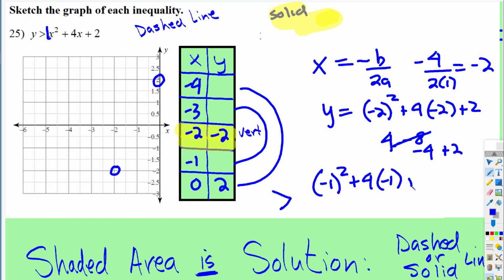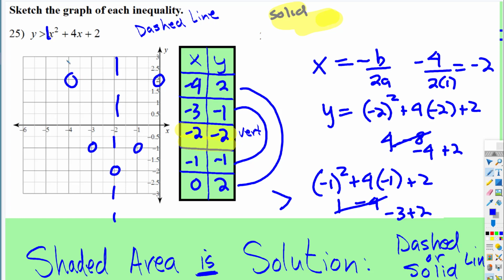so -1 squared plus 4 times -1 plus 2. -1 squared is 1. 4 times -1 is subtract 4, or -4. 1 subtract 4 is -3, plus 2 is -1. So I'm going to go ahead and match those pairs. So at -1, and then I'm going to use that axis of symmetry to guide how I graph that, and then I'm going to use dashed lines.